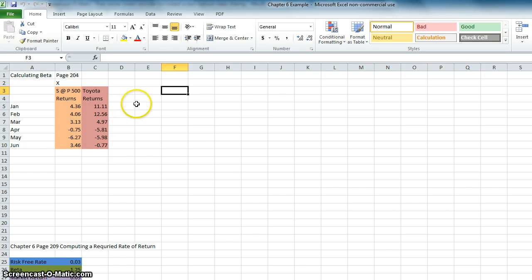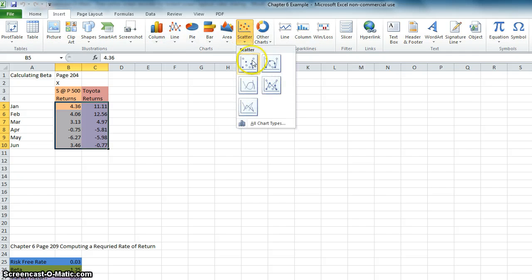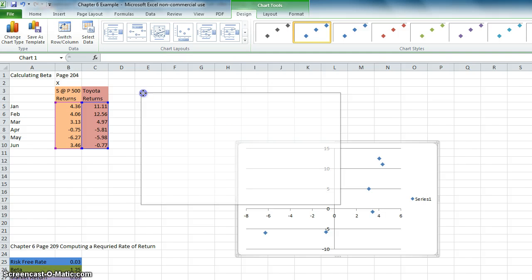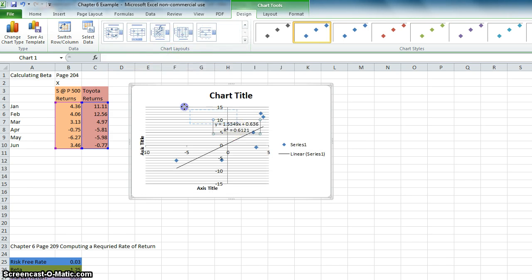So in order to do this, we're going to select the data returns. We're going to insert a chart. We're going to go into the scatter chart and select that. It's going to give us our chart there. We're going to move it around here. And the next thing I'm going to do, under the chart layouts, I'm going to select the one with the f of x function on it. So if I do that, then we can see that.